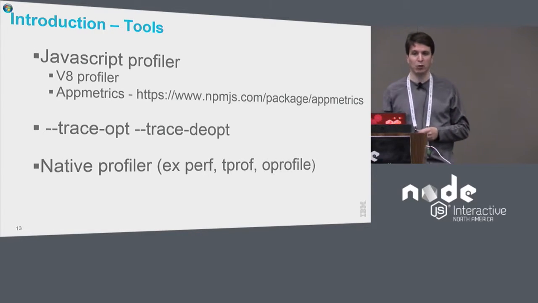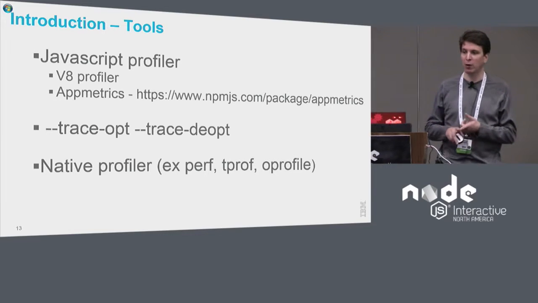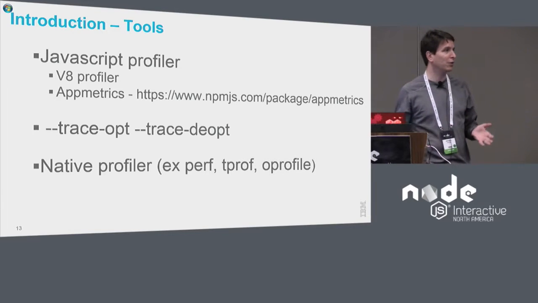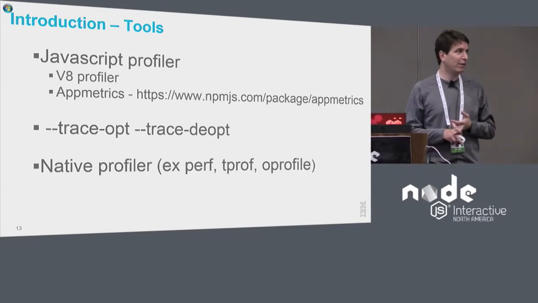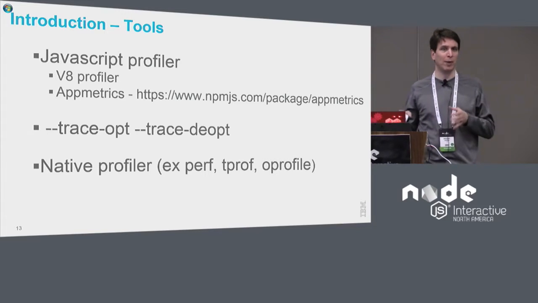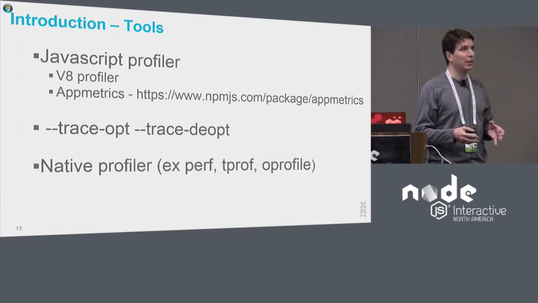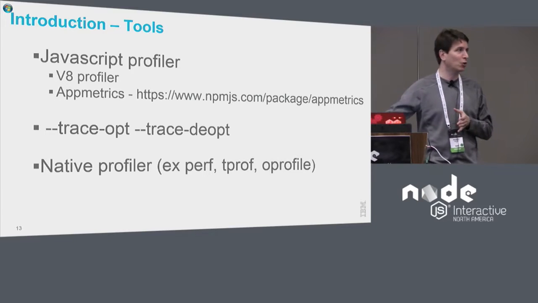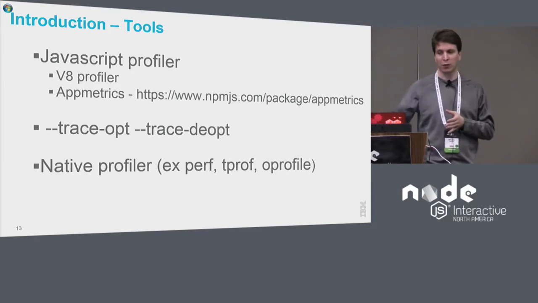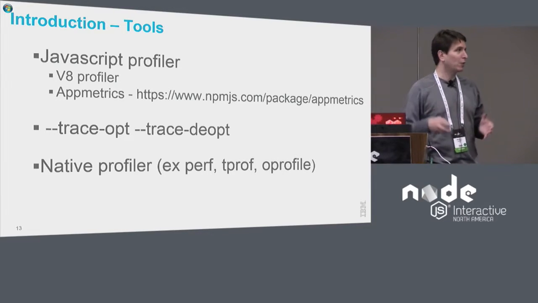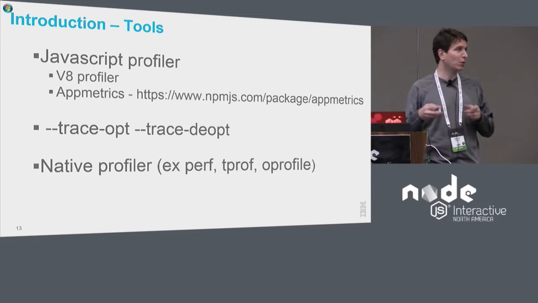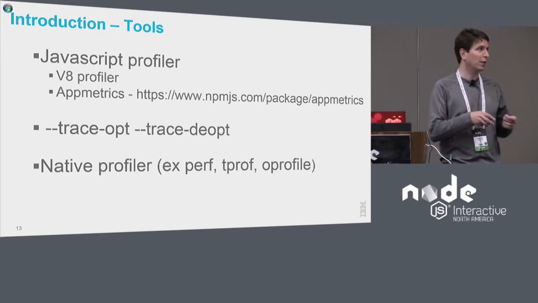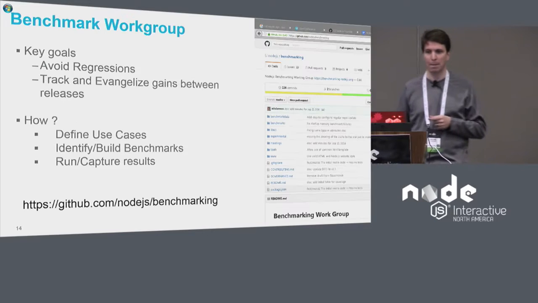And then finally, we can also drop down into native profilers, things like perf, tprof, and oprofile. There are various ones for different platforms. They'll give you information about where your application is spending time, not only in the C code, because several of them have been extended to also understand Node.js. For example, perf knows about Node.js and can actually tell you where time is being spent in your Node.js JavaScript code as well.